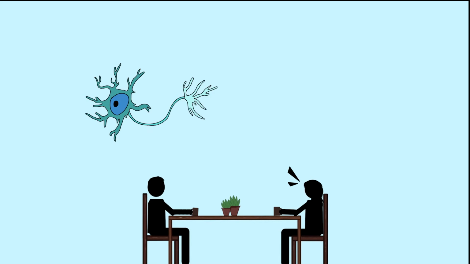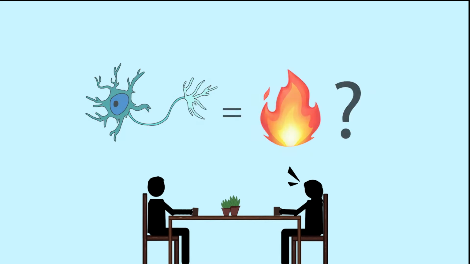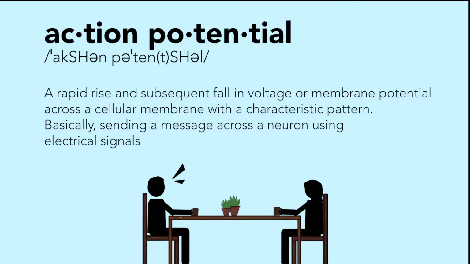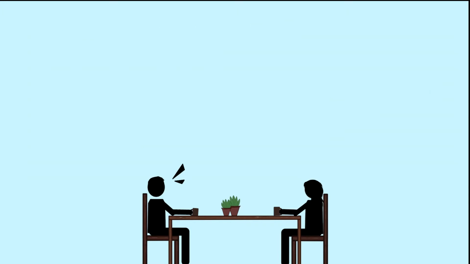How does that work exactly? Neurons firing? Well, the process of a neuron firing revolves around the concept known as an action potential. An action potential is like a message being swiftly sent from one end of the neuron to the other via the axon. The scientific definition of an action potential is a rapid rise and subsequent fall in voltage or membrane potential across a cellular membrane, in this case, the neurons's.